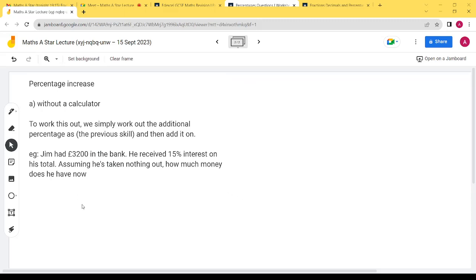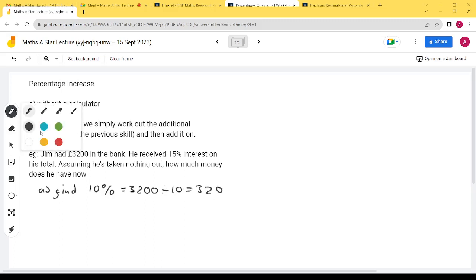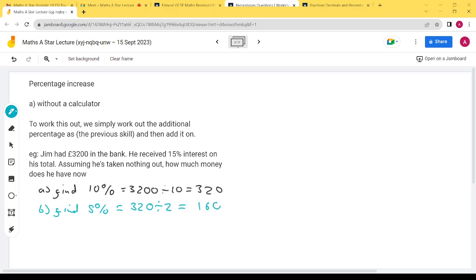So all you would do here is to find 10%, which equals 3,200 divided by 10 equals 320, and then B, find 5%, which is 320 divided by 2, which gives us 160. Add them together, which is going to give you 480.